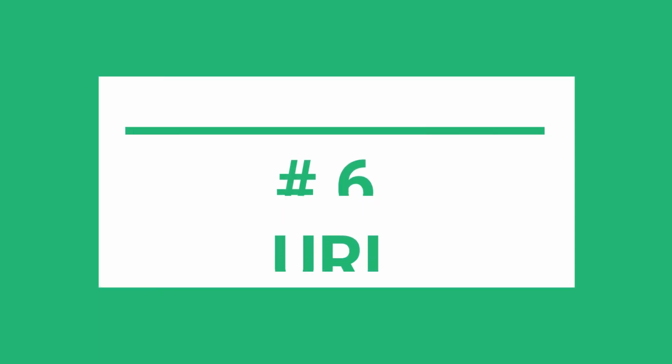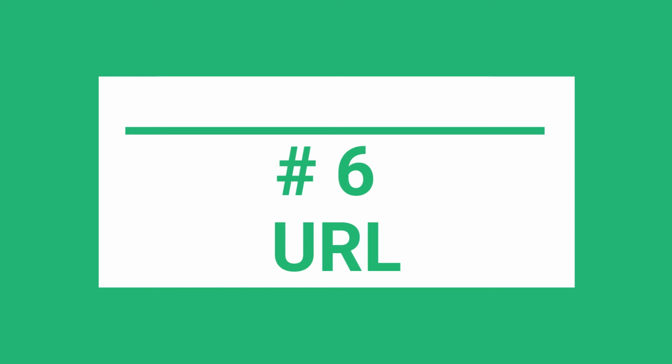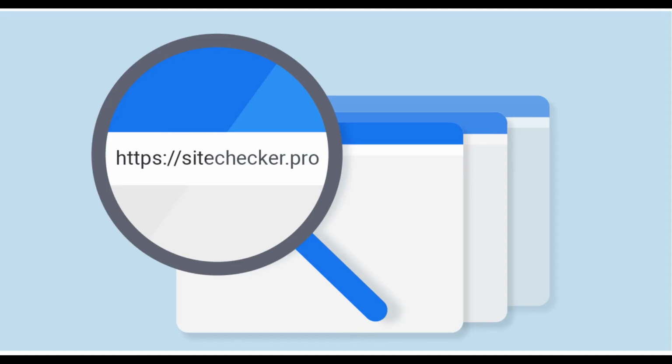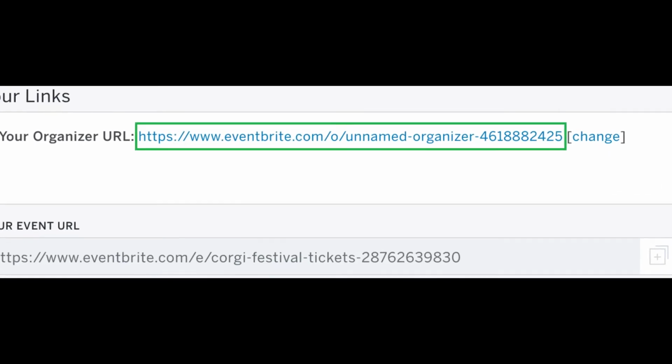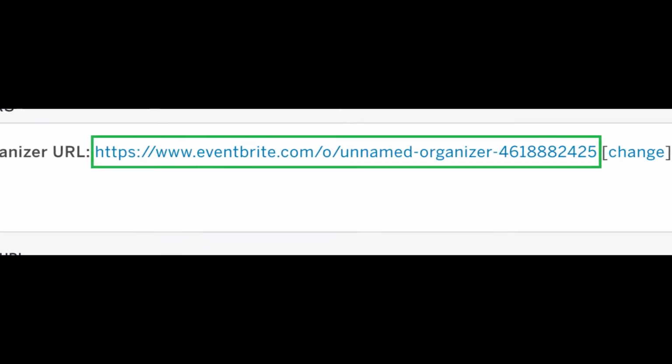Number six, URL. URL specifies the method used to access the resource, the name of the computer on which it is located, and the path of the resource.